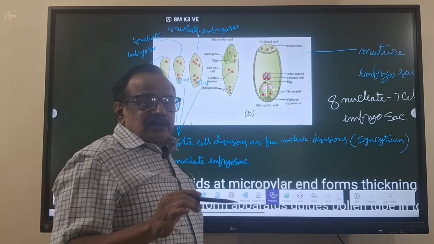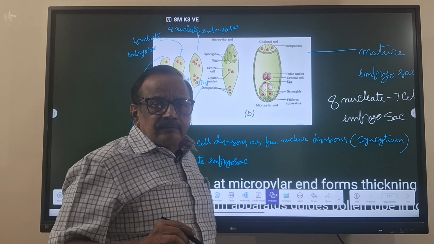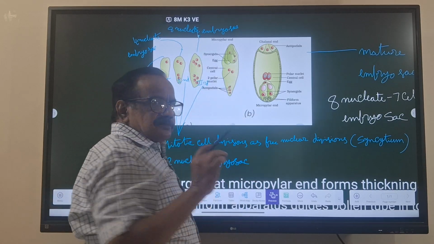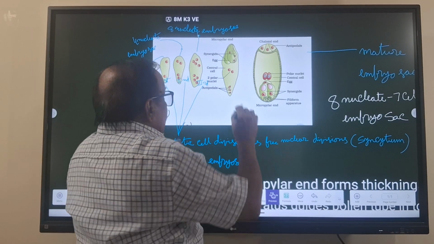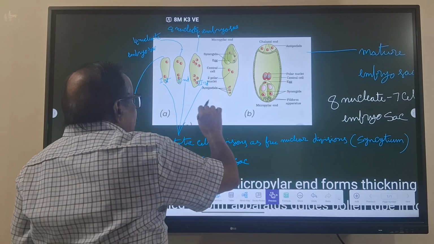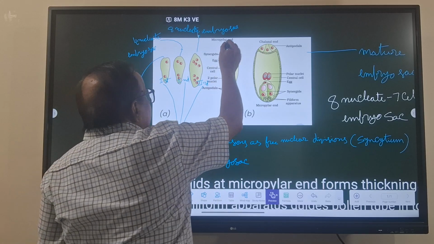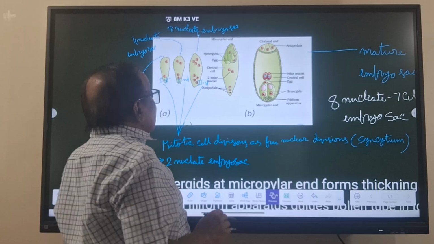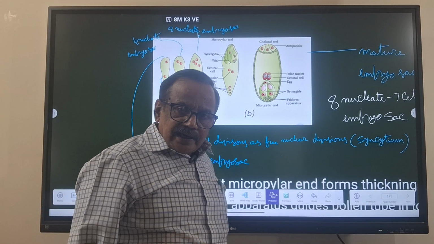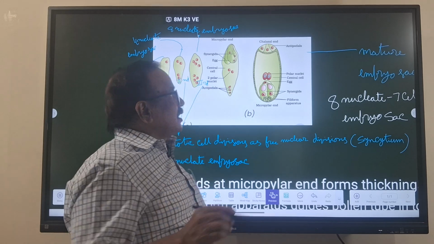Now you tell me, which is the biggest cell in the female gametophyte? The central cell, because the polar nuclei are present in it. This entire thing is the central cell. The chalazal end 3 cells are called antipodals, and the micropylar end 3 cells are called the egg apparatus. The egg apparatus consists of 3 cells: 1 cell is the egg and 2 cells are the synergids.